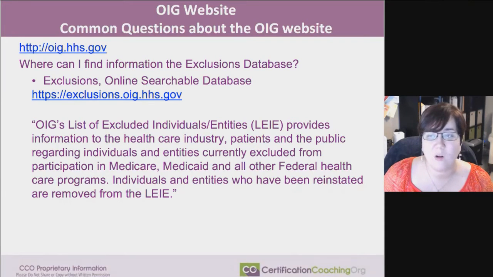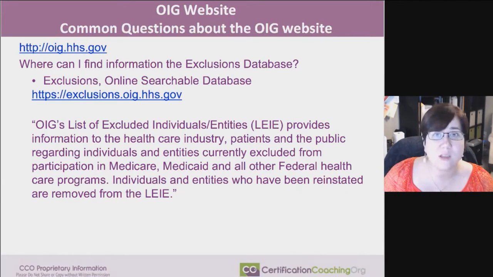So you're probably thinking, okay, what did they do to get on this list? They could have done several things. The most common thing that we see people winding up on this list for are cases of fraud and abuse, where they have been given an opportunity to correct something and they didn't take that chance. So they wind up on this exclusions list.